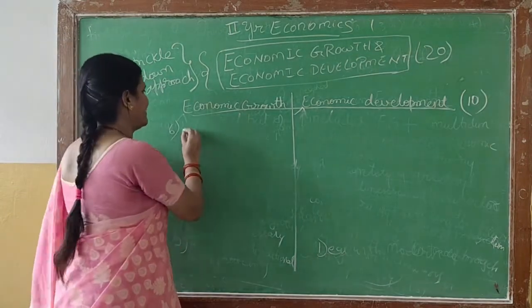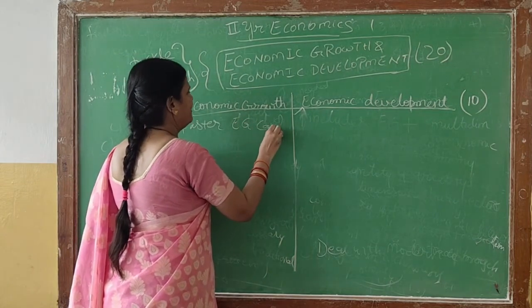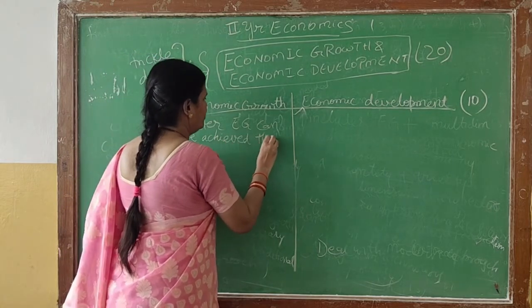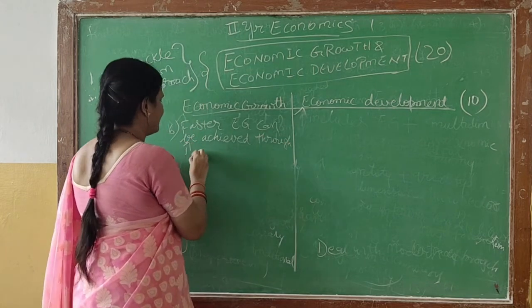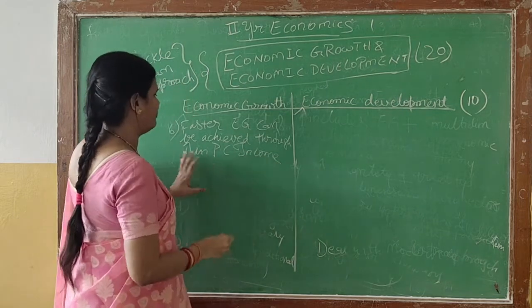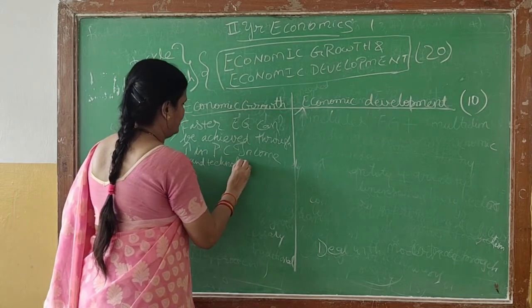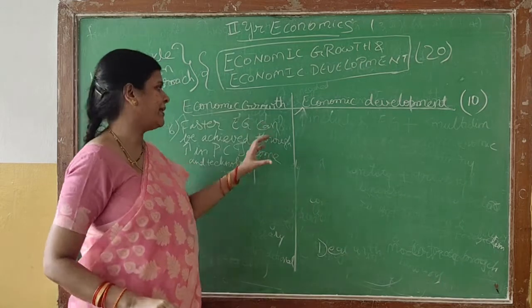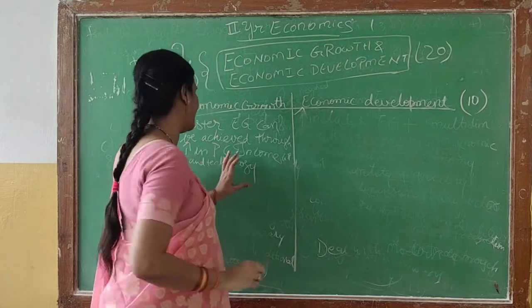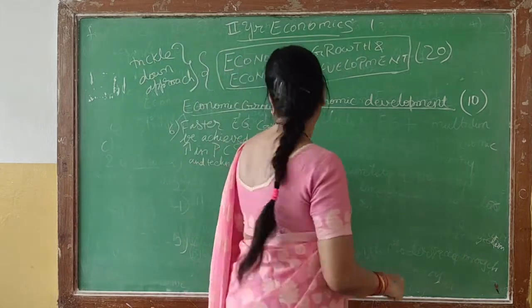Okay. The sixth difference is faster economic growth can be achieved through increase in per capita income. Means through per capita income and technology. So economic growth is increase in per capita income, GDP plus what? Technology. So when can we say there is faster economic growth? When there is increase in technology.